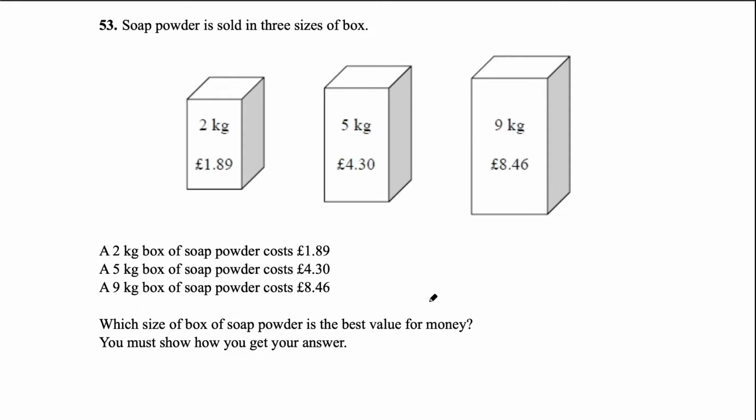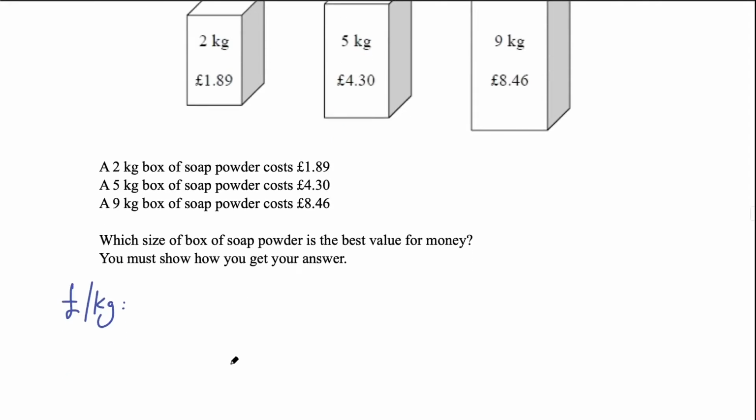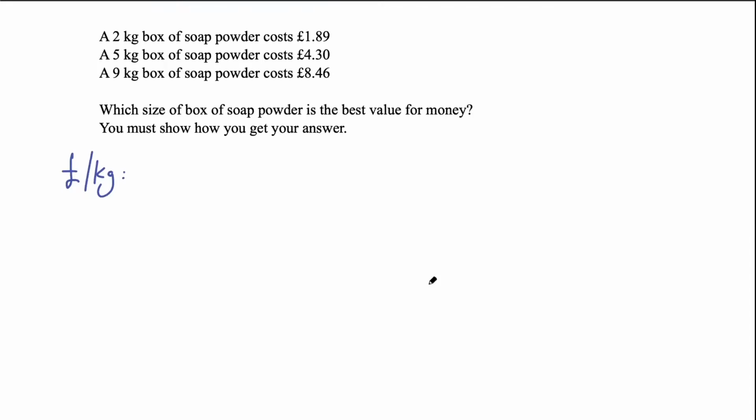All right, so this is a best buys question. Whenever you have a best buys question, you want a standard price. In this case, we're looking for pounds per kilogram in order to compare them. So let's start with the 2 kilogram box, and let's get the price per kilogram. So how do we find that? Well, we take the price, divide by how many kilograms there are.